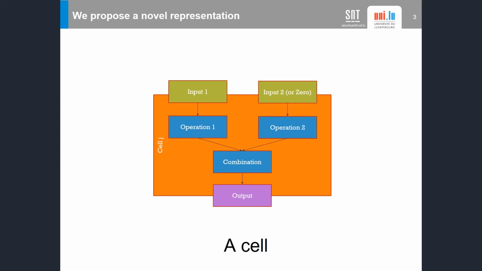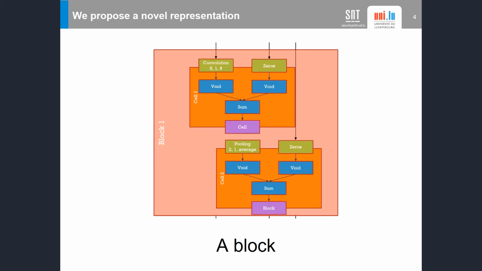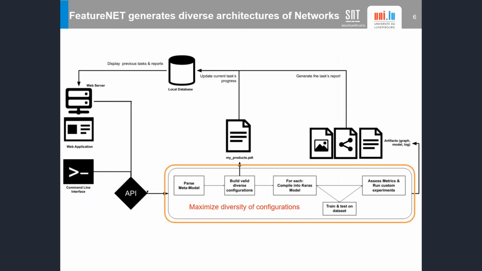Each cell component handles a specific category of operations like convolution and pooling. Cells are organized within blocks that allow the network to branch, parallelize, and merge. FeatureNET parses the blocks and cells into a full working neural network using TensorFlow and Keras. It also fixes its inconsistencies.